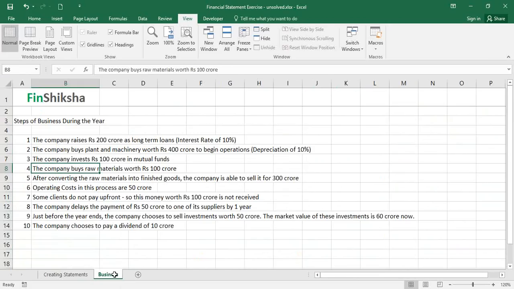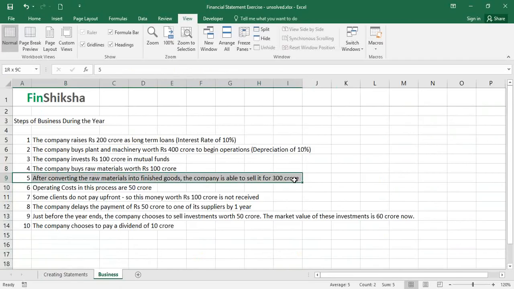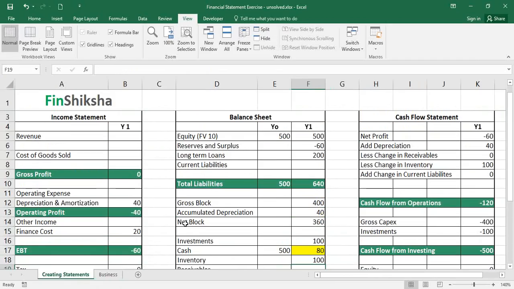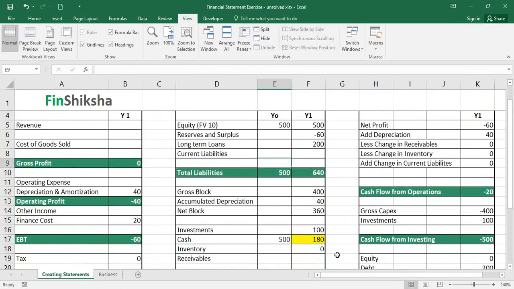So far, the company has not done any business. Now the company starts doing the business. After converting, step 5, after converting the raw materials into finished goods, the company is able to sell it for 300 crore. So multiple transactions happen here. One, the company has sold this 100 crore of inventory. So inventory goes to 0, right?